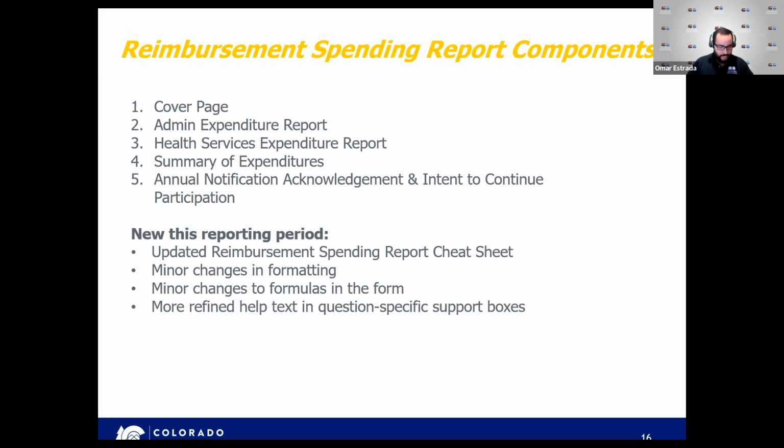And a more recent addition is point number 5 there, the annual notification acknowledgement and intent to continue participation. The first item, the annual notification acknowledgement, is tied to those parental consents and whether or not an annual notification to the parent or legal guardians that signed those forms was sent out. And the other one is just letting us know whether or not the district or BOCES that is referenced in this form is going to continue participation in the program. Both of these are going to be binary. It's either yes or no.